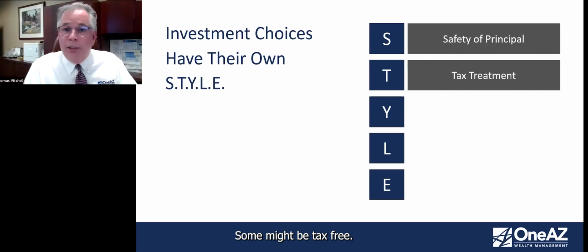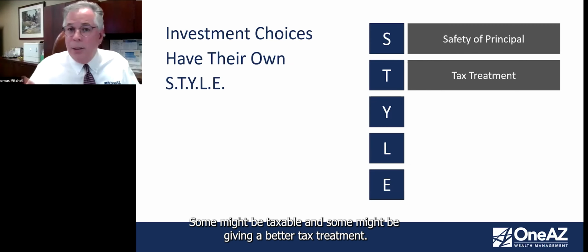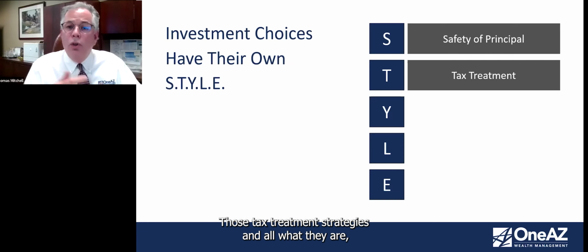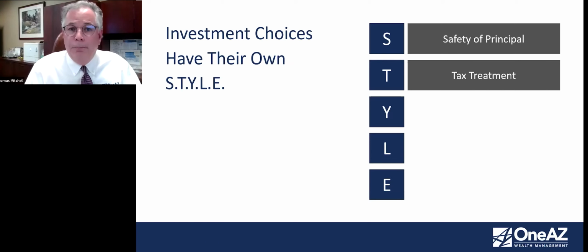Some might be tax-free, for example, free of state taxes and federal taxes. Some might be taxable. Some might be giving a better tax treatment. Those tax treatment strategies and all what they are, you've got to understand what they might be. Some might even be tax deferred.